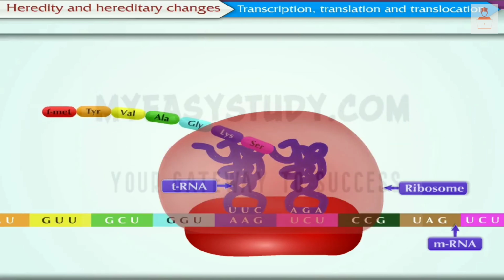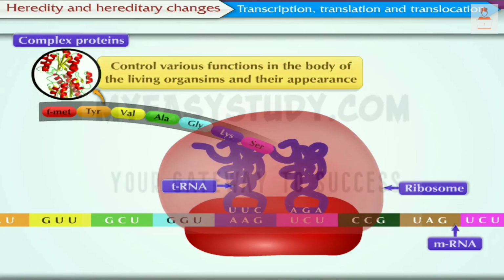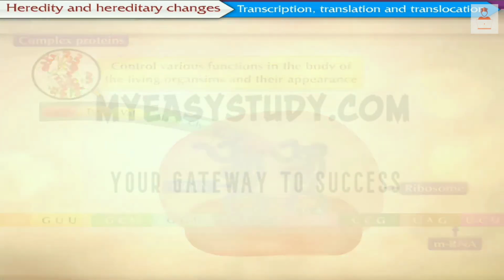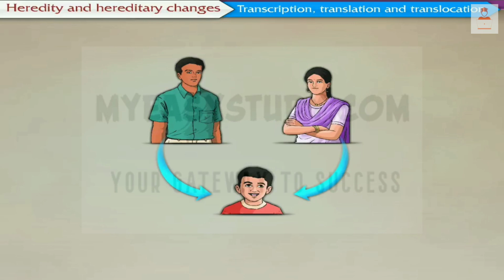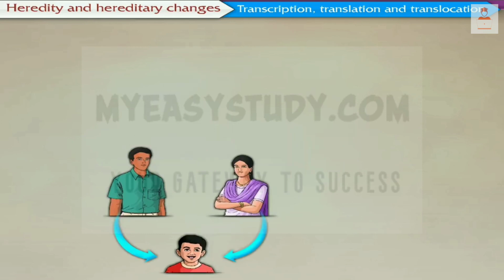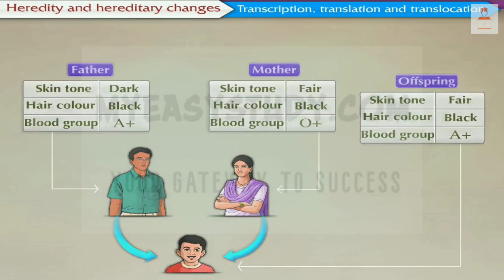Many such chains come together to form complex proteins. These proteins control various functions in the body of living organisms and their appearance too. Living organisms can produce new individuals like themselves due to genes only, and some of those genes are transmitted to the next generation without any changes. Due to this, some of the characters of parents are transmitted to their offspring.